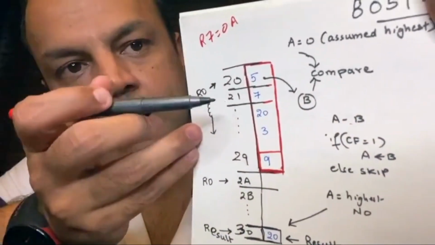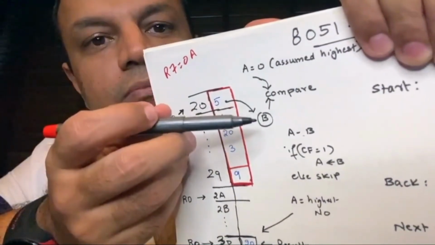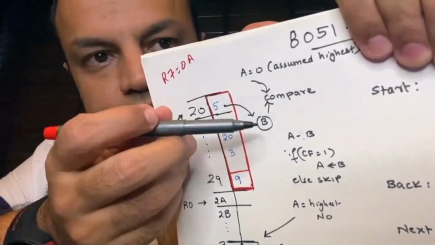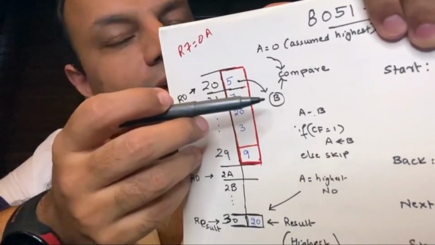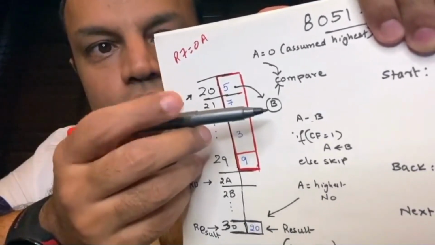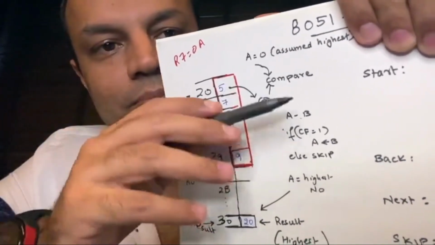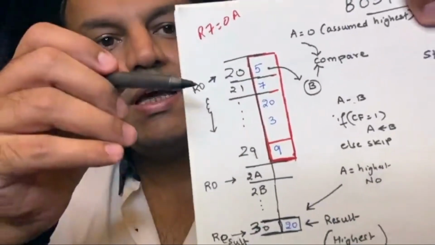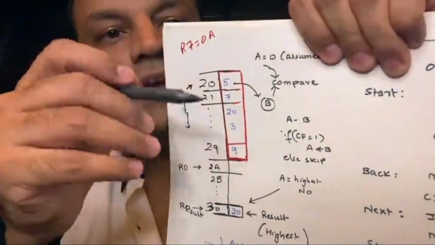Now, the data pointed by R0, that is the current number to be compared. Take that number in B. So you got your number. Compare A and B. Compare means subtract. If there is a carry, that means this is a new high number. Copy B to A. If there is no carry, skip. Done. You're done with the current number. Increment R0 so that it points to the next number. And put the process in a loop.